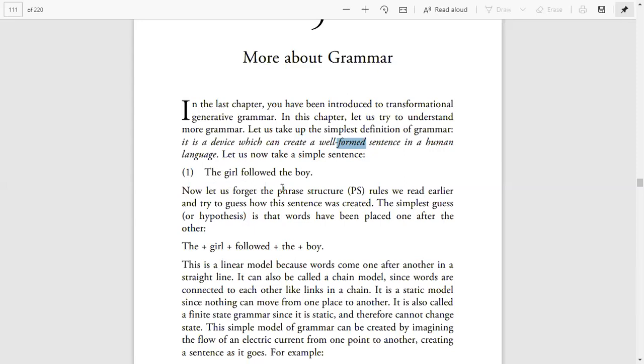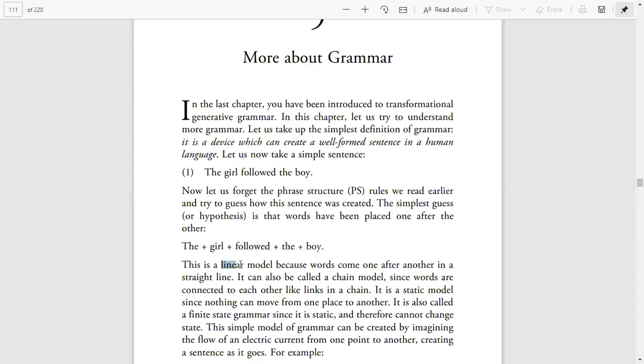Now let us forget the phrase structure rules we read earlier and try to guess how this sentence was created. The simplest guess or hypothesis is that words have been placed one after the other. So our simplest guess is that this sentence has been made by putting the words one after the other. That is, we put the plus girl plus followed and so on in a linear fashion. So this is a linear model.